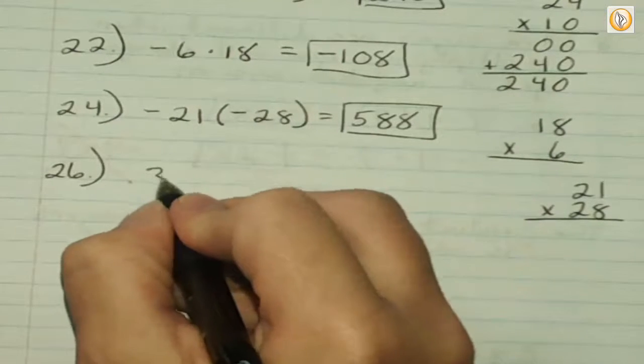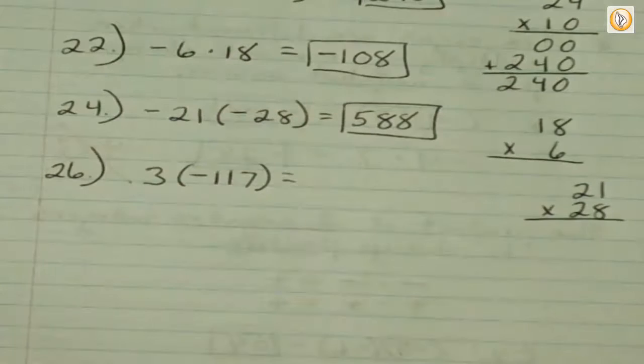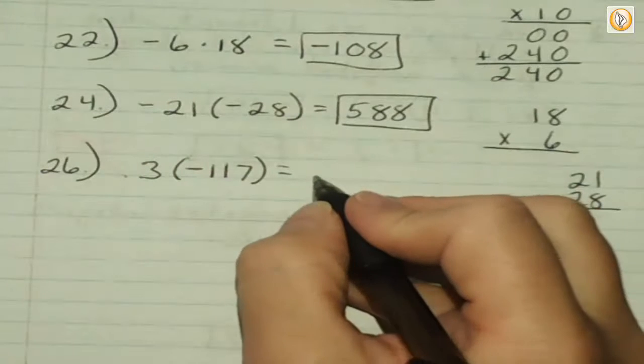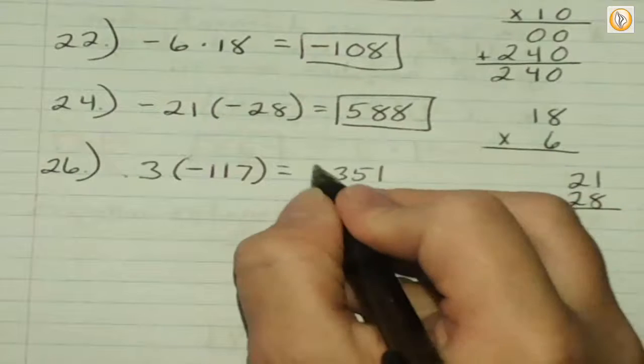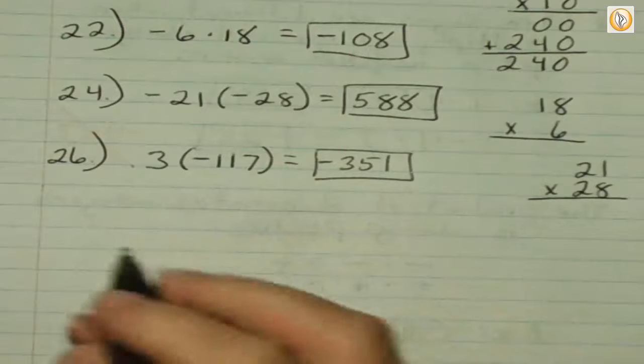All right, Madeline. 3 times negative 39 is 117. Negative or positive? Negative. Very good. Because the signs are different, so it's negative.